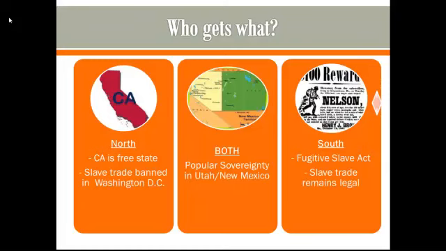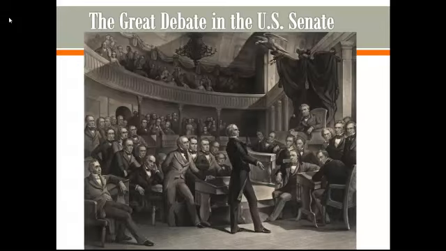And for the South, they get a new Fugitive Slave Act. They get assurances to make the slave trade stay legal to basically protect the institution of slavery that the South was so afraid of losing. But this compromise was only proposed. The Senate of the United States still had to vote to approve this compromise.